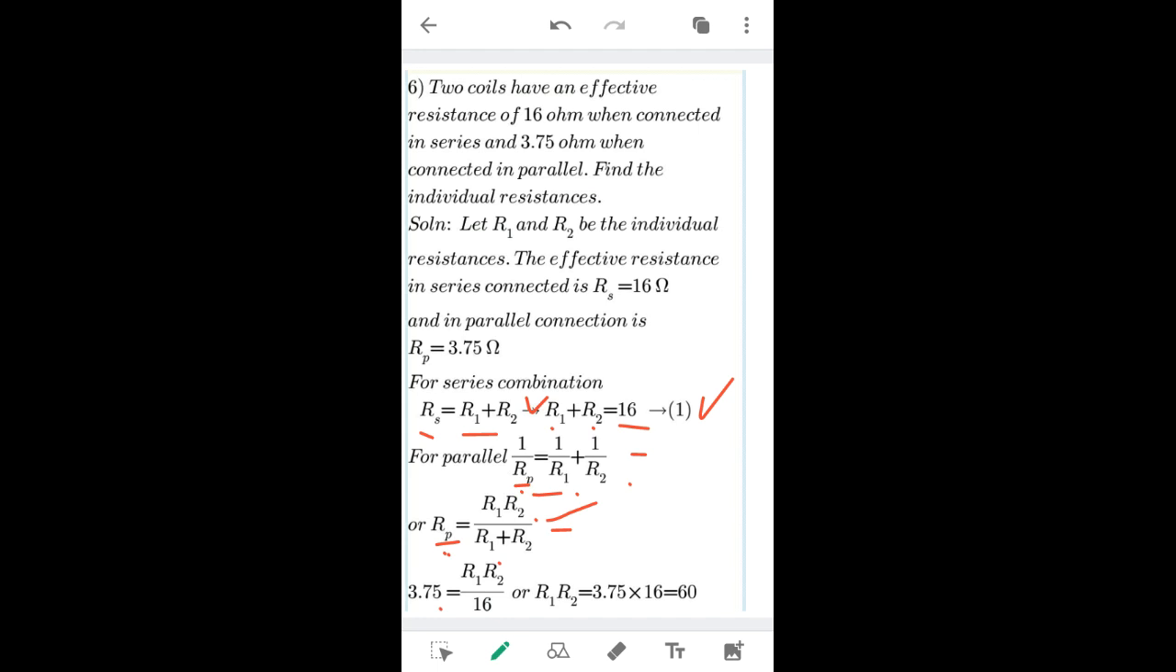Now Rp is how much? 3.75. Let us substitute the Rp value, and this is Rs, right? R1 plus R2 is the resistance in series combination, and it is given by equation number 1. So R1 R2 divided by 16. Now R1 R2 is unknown, so let us multiply this 16 with 3.75. What you get is 60. That is, the product of two resistors is equal to 60, and the sum of the two resistors will be equal to 16. Now let us see the next steps.